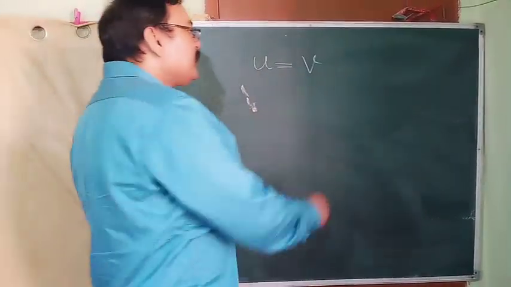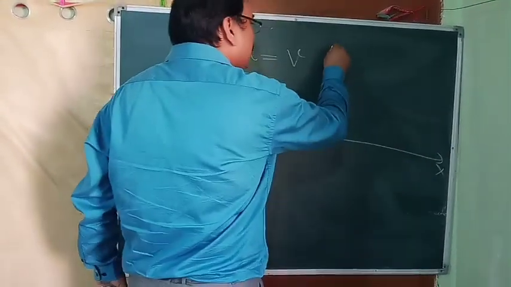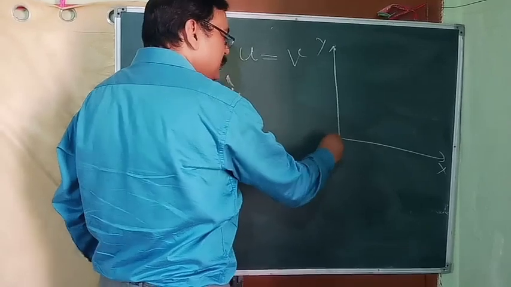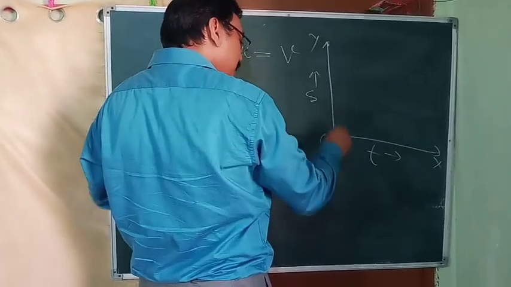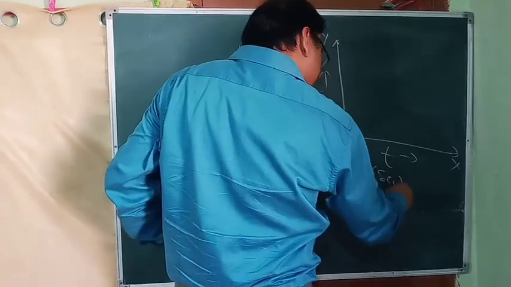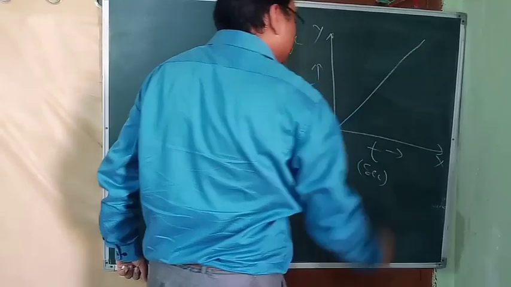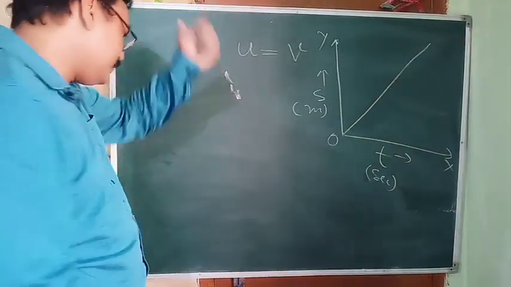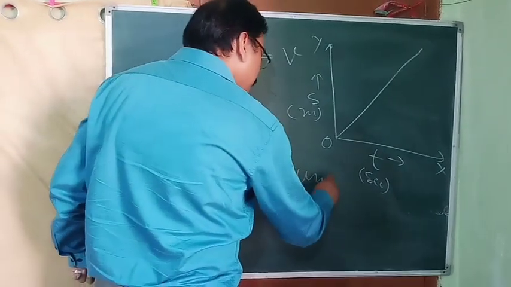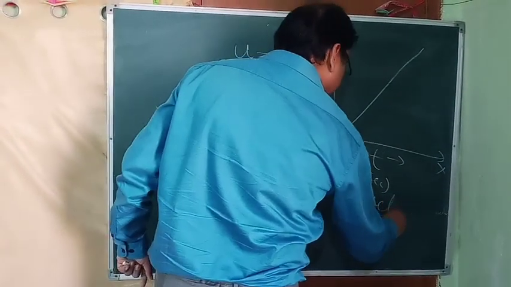In this case, we can draw the graph of uniform velocity. Suppose this is x and this is y and this is the origin. Here we have taken time, in seconds, and here we have taken displacement, in meter. We got a graph something like this. This is the graph for uniform velocity.